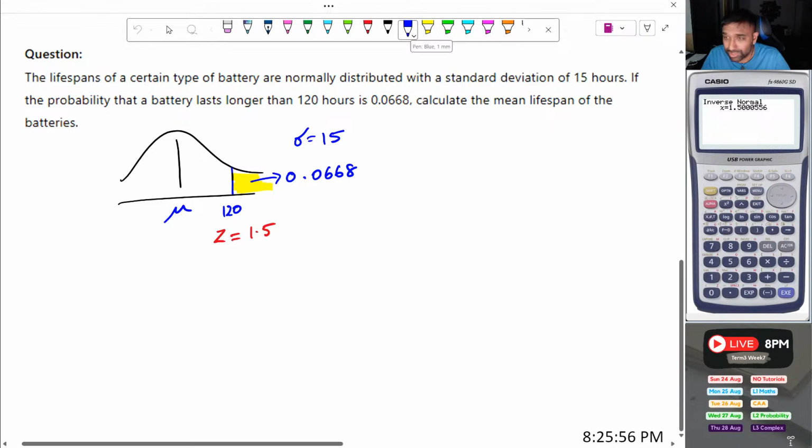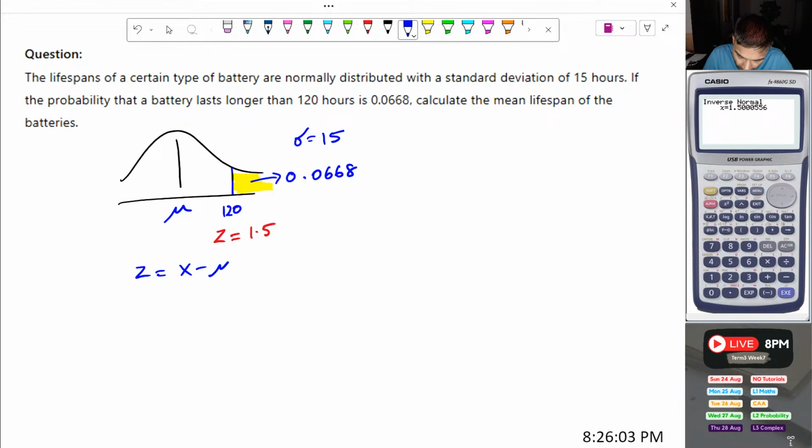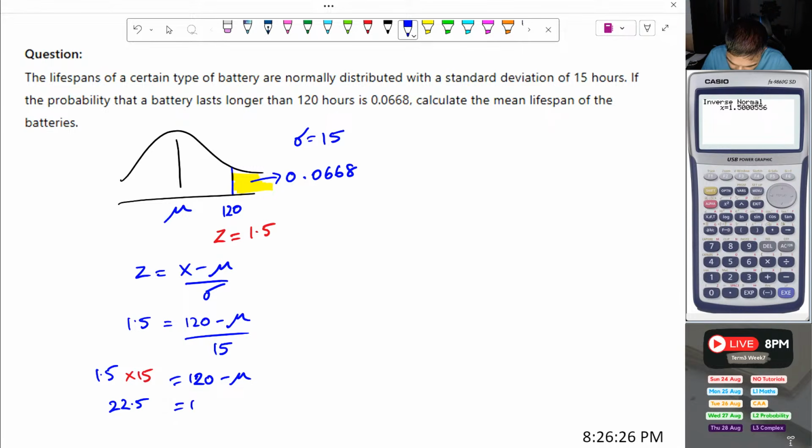Just getting ready for the next question so that we don't have to wait. All right, so what do we got? We've got probability. So we've got Z is equal to X minus the mean over standard deviation. So Z is equal to 1.5, X is equal to 120 minus the mean over standard deviation, which happens to be 15. So cross multiplying, we're going to get 1.5 times 15 equals 120, take away mu, so that's going to be 22.5 equals 120 minus mu.